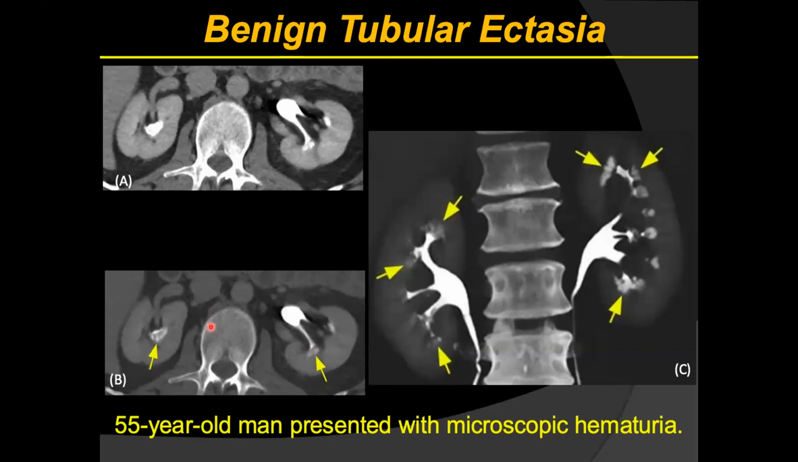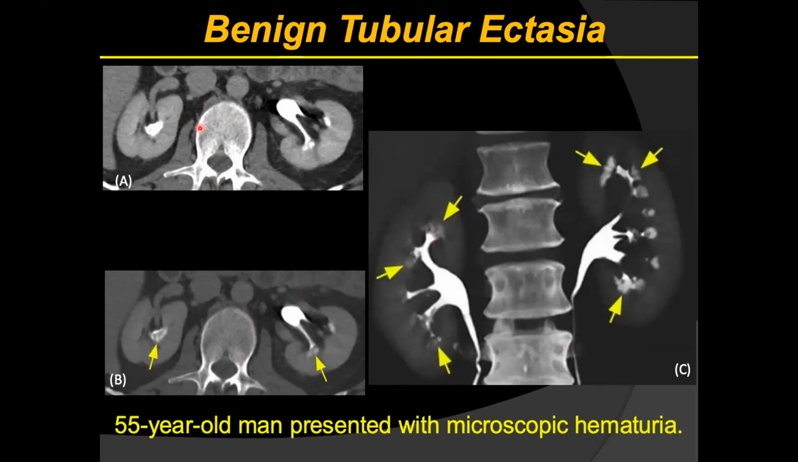So in this case, you can see this is a 55-year-old man who presented with microscopic hematuria. These are excretory phase axial images. Again, this is a soft tissue window. I'm showing you different windows again and again to tell you how, by changing the window width, you can pick up subtle lesions more easily. So this is a soft tissue window and this is a wide window, whereas this is a coronal MIP image.